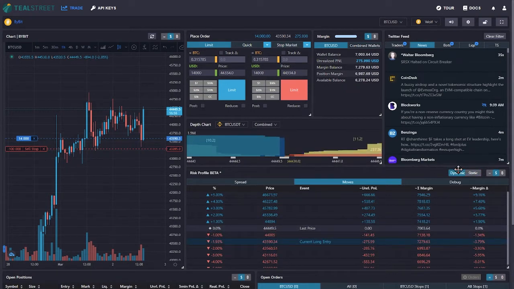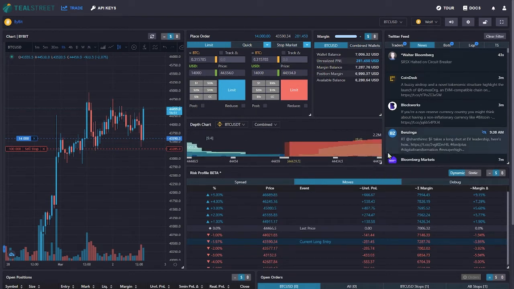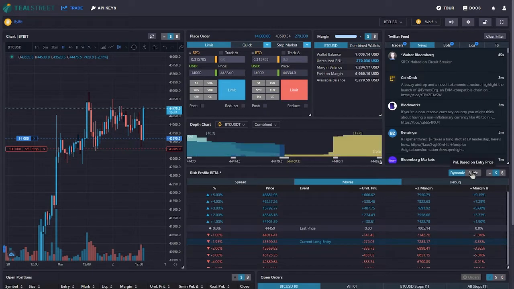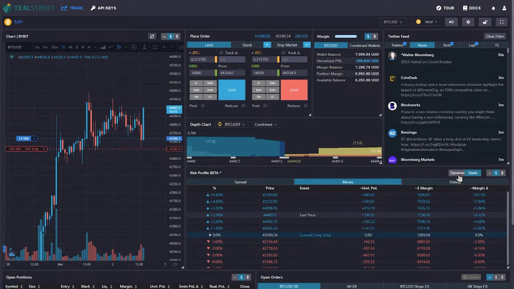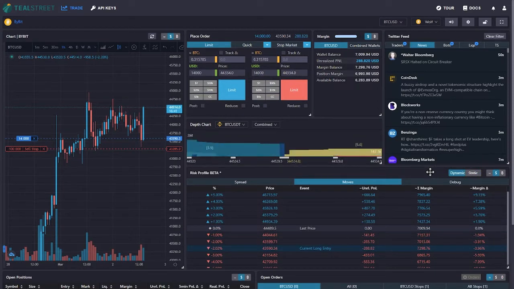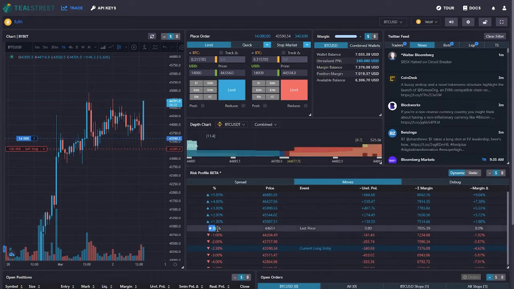There are a lot of different pieces to the risk profile, but we're going to go through all of the settings and all of the toggles one at a time. First, there are two modes to the risk profile. One is dynamic mode and one is static mode. These are generalized terms when defining risk. All it means is that dynamic mode is that the P&L shown is based off of the last price, and the last price is always the diamond.